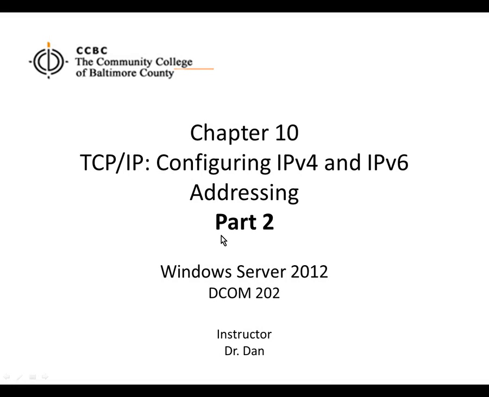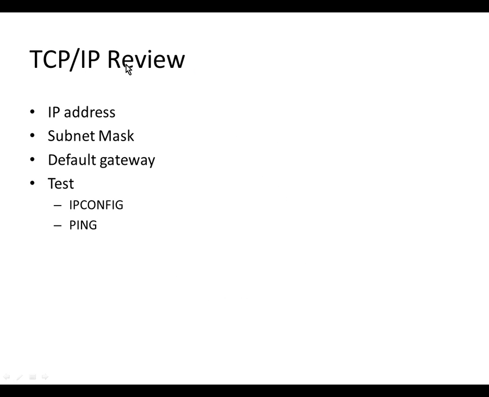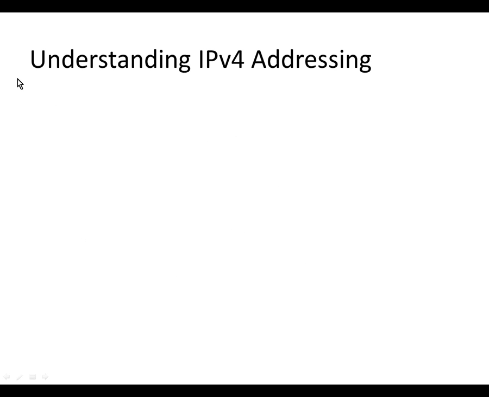Let's get started on part 2 of chapter 10. In part 1, we did a review of TCP/IP. We discussed the subnet mask, the IP address, the default gateway, the IP config, and the ping command. Now let's move on to understanding IP for addressing.